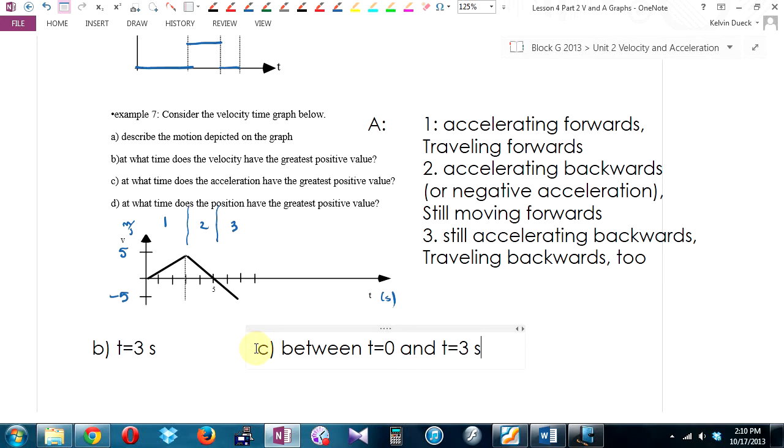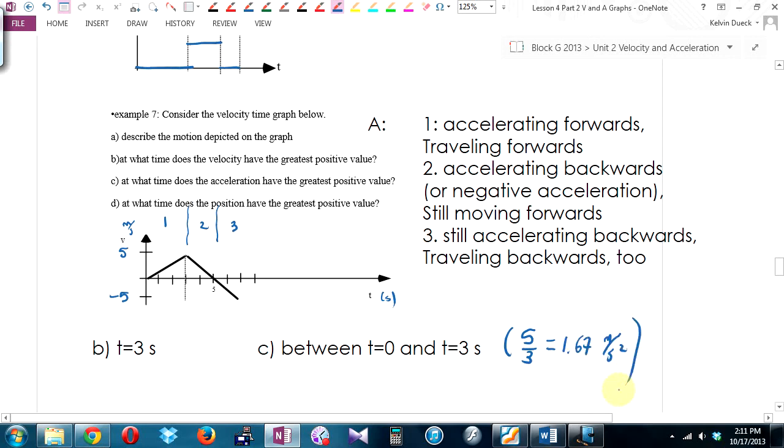By the way, what is the acceleration between 0 and 3? What's the slope? What's the rise? Five. What's the run? There's the actual acceleration then. Positive 1.6, I think. 5 divided by 3 is 1.66666666, yes? Okay.